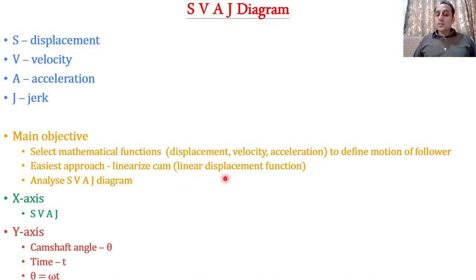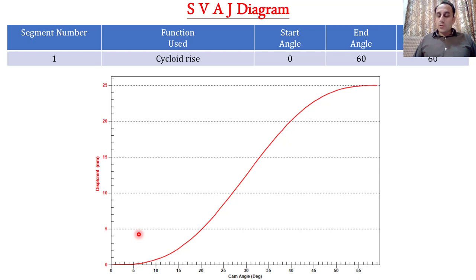But that is not the only thing which the designer has to perform. He has to keep an eye on the other derivatives of displacement as well, which are velocity, acceleration, and jerk. So in the SVAJ diagram, we have two axes. On the y-axis, we have the functions of displacement, velocity, acceleration, and jerk, whereas on the x-axis, we have the angular displacement of the camshaft, or we can have the time. We can easily go from the angular displacement to the time domain using the equation theta equals omega t. If we have the angular velocity of the cam available, we can shift from angular displacement to time and vice versa. Now we will see the SVAJ diagram of a particular cam follower system.